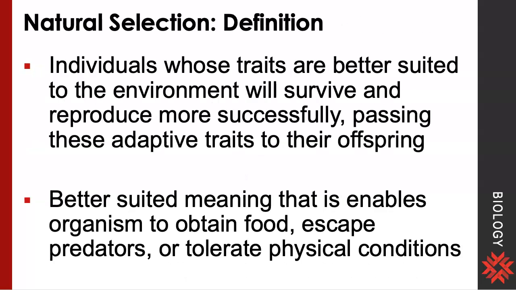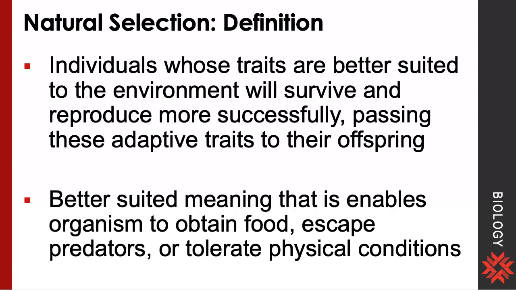So that leads us then to our official definition of natural selection. Individuals whose traits are better suited to the environment are the ones that are going to survive and reproduce more successfully. More successfully meaning that they are going to have more offspring, and they're going to pass these traits on to their offspring. So these are adaptive traits that make them more suited to that environment, and these traits are heritable. They're getting passed down from one generation to the next.